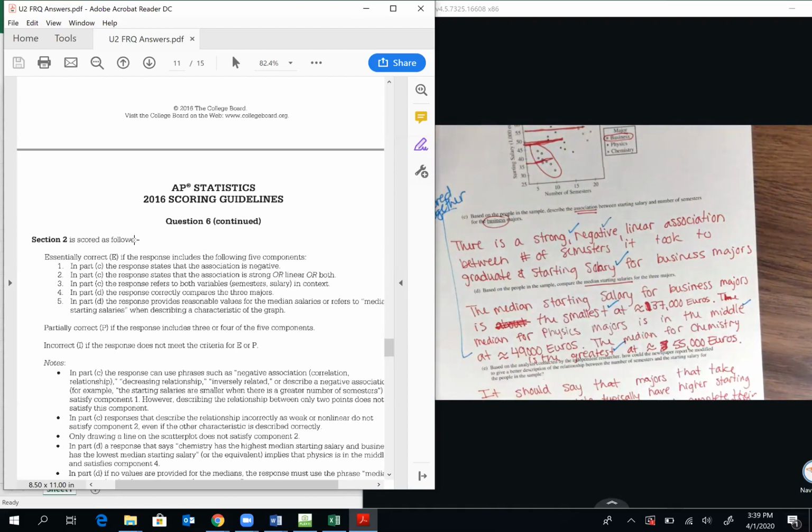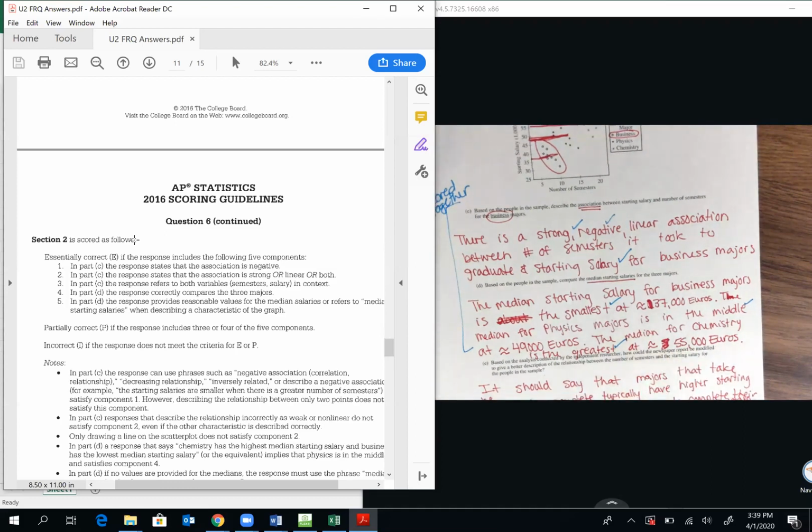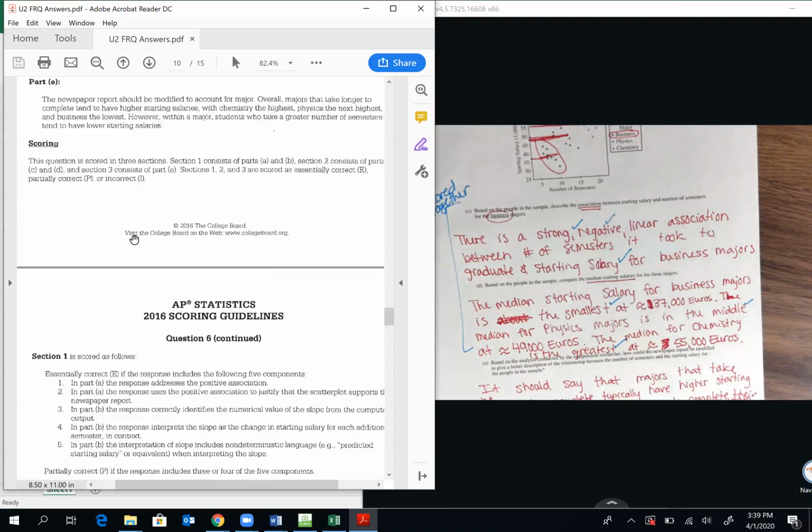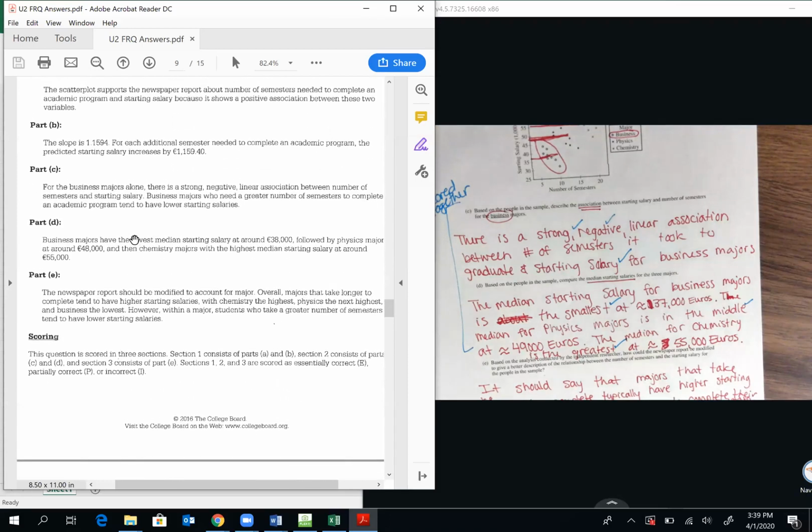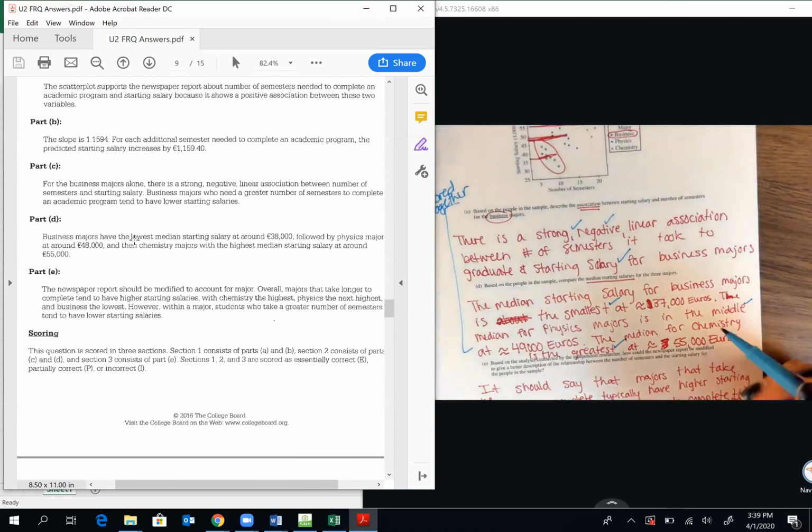The response provides reasonable values. So I believe those values are reasonable. Let's see what they said the numbers were. They said 38,000. I said 37,000, pretty close. They said 48. I said 49, close enough. And then we both said 55. So if you have numbers close to these numbers, you should be fine.